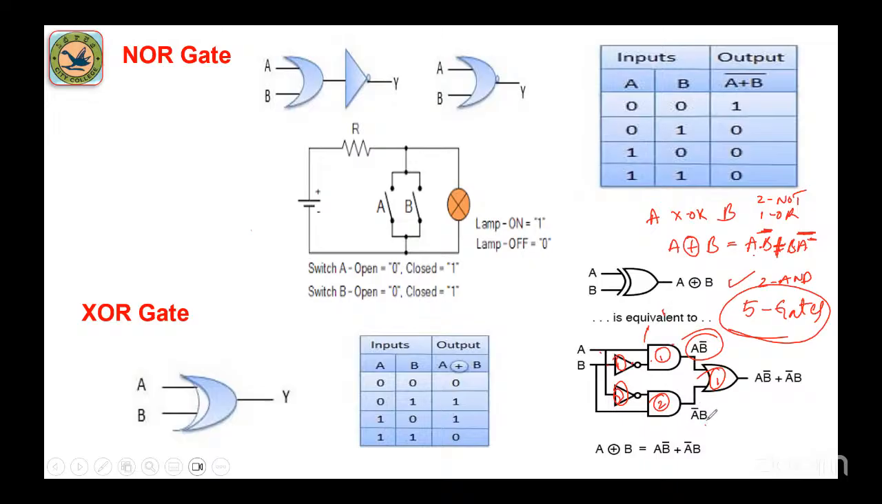This is B, A bar. So adding means OR gate. So in XOR gate, if both of the two inputs are either low or high, the output is 0. Or else, if any one of the inputs is high and the other low, the output is high. That is the advantage of the XOR gate.